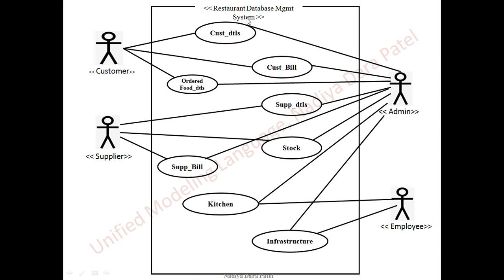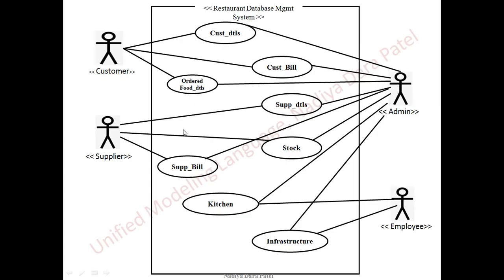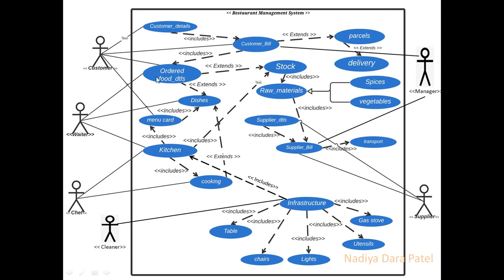Now what I have done is, we found relationships between use cases. We found the parent use cases and we found the child use cases. So while drawing the restaurant database management system, I have kept only those use cases which are parent and only those use cases which are very important. Now let us see how things got changed.